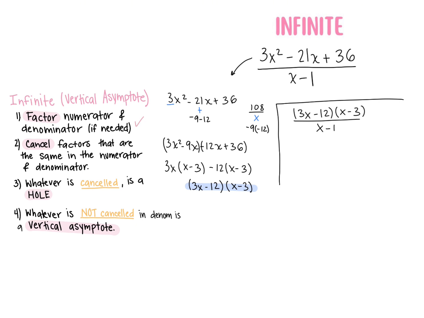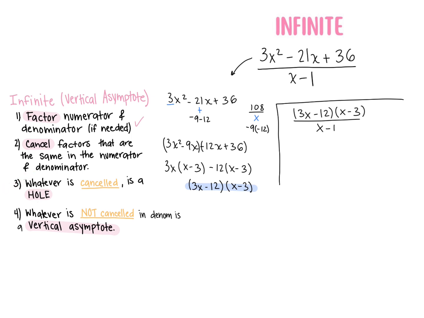I can move on to step number 2. Step number 2 states, cancel the factors that are the same in the numerator and the denominator. So let's take a look at the factors in our numerator, 3x minus 12 and then x minus 3. The denominator is x minus 1. Clearly, none of these are the same, so we cannot cancel anything. And since we can't cancel anything, we're going to ignore number 3, which states that whatever is canceled is a hole or a removable discontinuity.